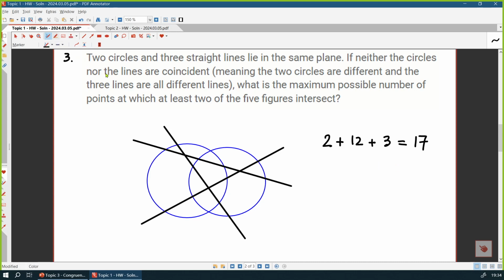So if you count the numbers here, 1, 2, 3, 4, 5, 6, 7, 8, 9, 10, 11, 12, 13, 14, 15, and oh, sorry, my bad. Missing one here, 16 and 17, right? Any questions?